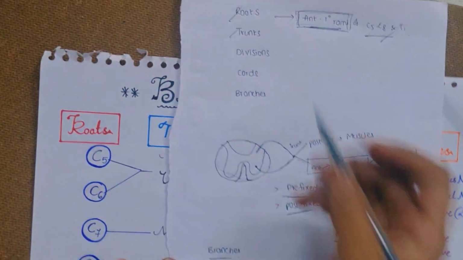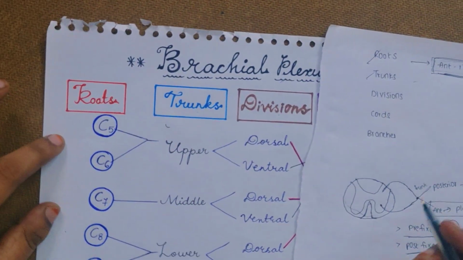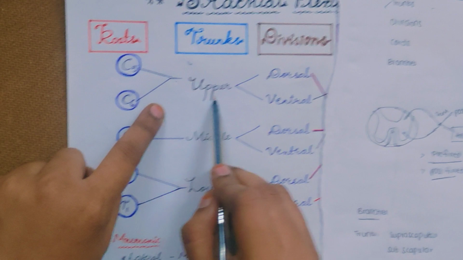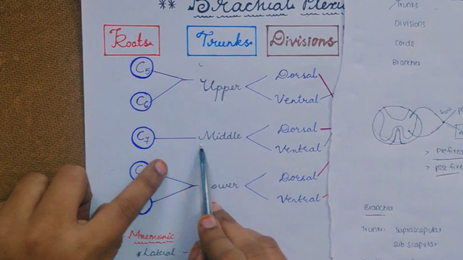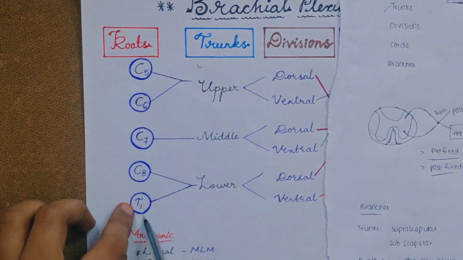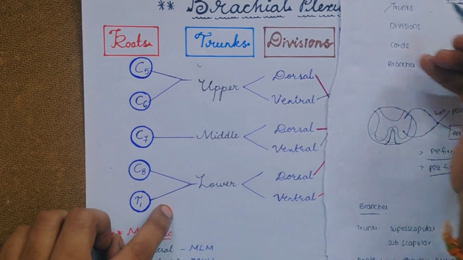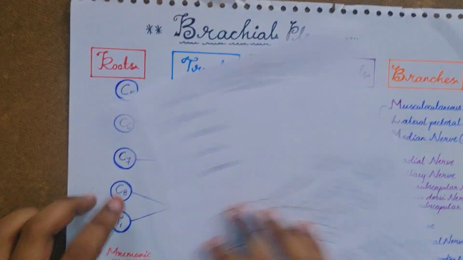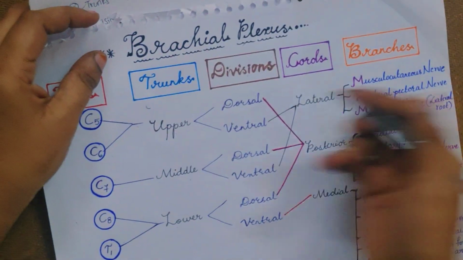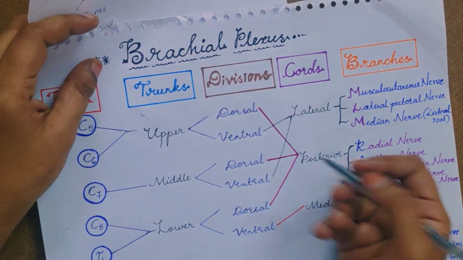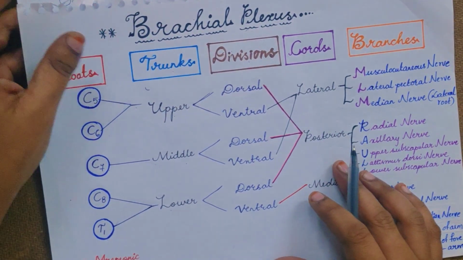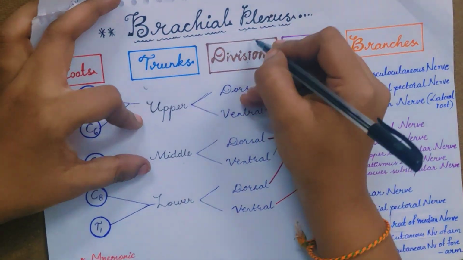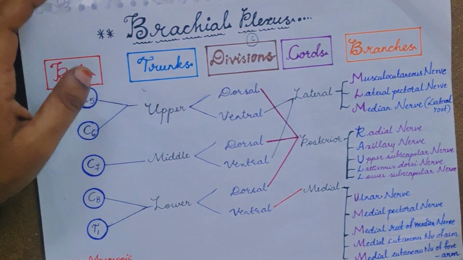Next, trunks. How are these trunks formed? C5 and C6 primary rami combine to form the upper trunk. C7 directly forms the middle trunk. C8 and T1 form the lower trunk. So, the trunks are 3 in number. Next one, divisions. Each trunk again divides into two parts called dorsal and ventral. Ventral is nothing but anterior, dorsal is nothing but posterior. These divisions are in every trunk. That means 6 divisions are present in a brachial plexus.